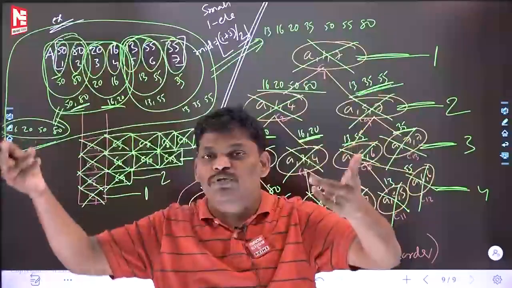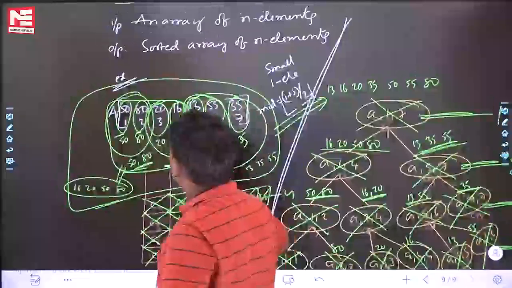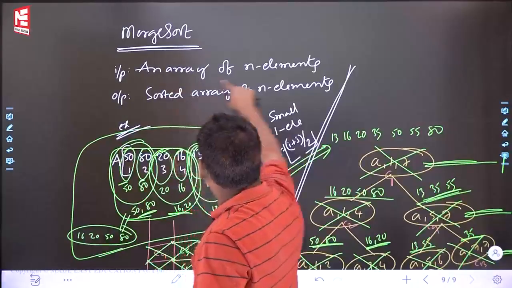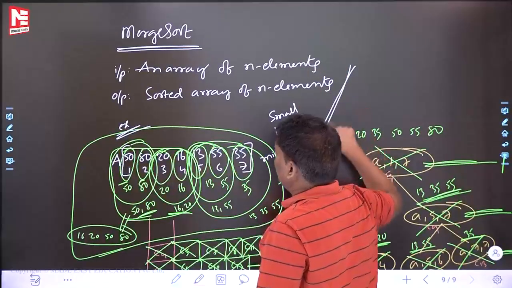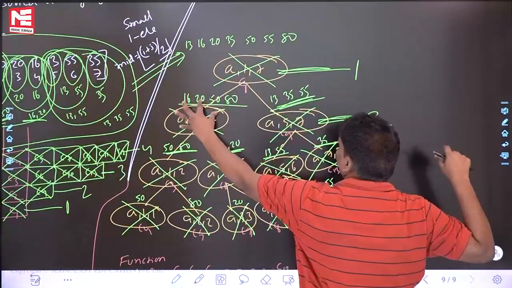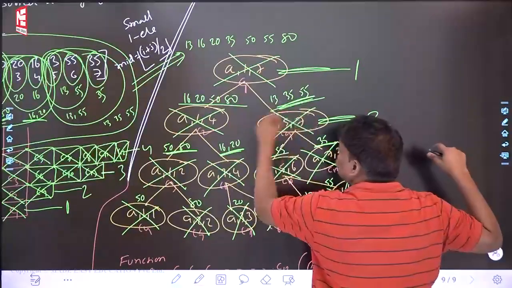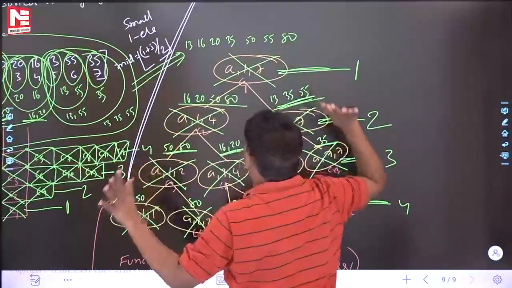But in merge sort, an array of n elements is the input, and the output is a sorted array. When you see the merge algorithm, left half is completed, right half is completed, which means you have 2 sorted subarrays. When you combine them, you will get the final one. This is called the merge algorithm.